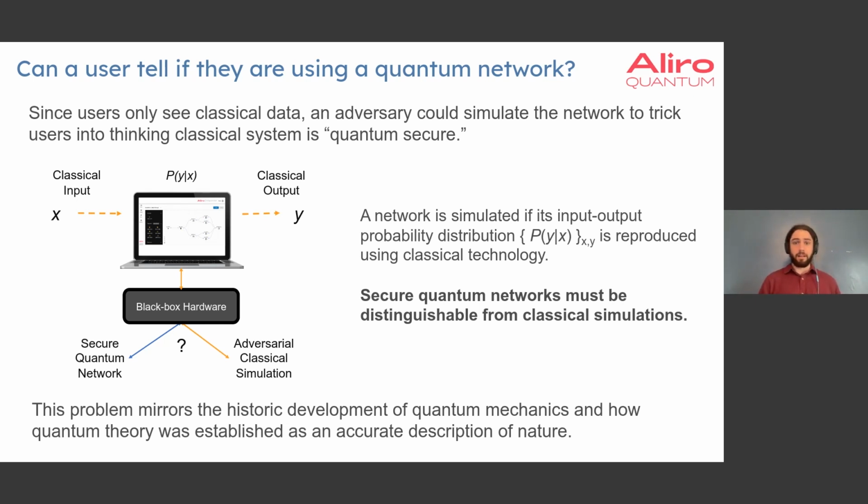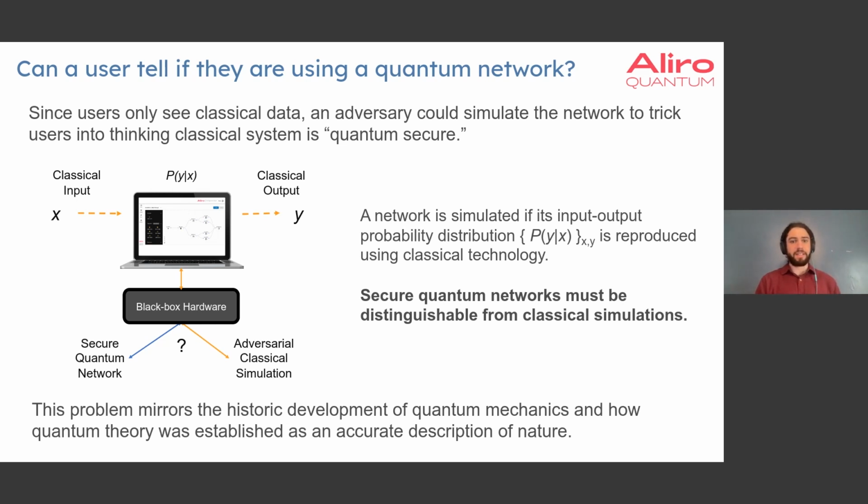Over time, you collect lots of data, and that data produces or can be used to estimate a probability distribution. Now, this probability distribution can actually describe what that network does. Now, the challenge is your classical device will connect into some black box hardware. Let's just assume it's a black box. And the question is, is that black box hardware actually quantum and connecting to a quantum network? Or is it connecting to an adversarial classical simulation?